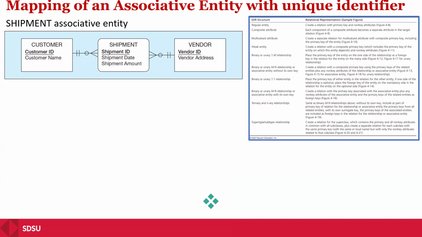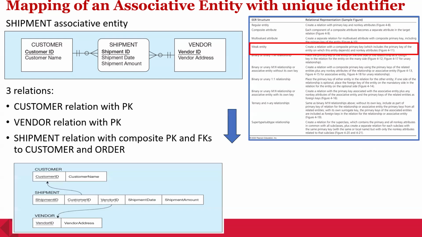Another example here, we have a shipment entity. But in this case, the shipment entity does have a unique identifier. So shipment is a weak entity, but it does have a unique identifier. So this unique identifier is going to be the actual primary key of the shipment entity. So the mapping is going to be very similar to the example that we looked at before, with the only difference that the shipment relation will have a primary key that is already defined.